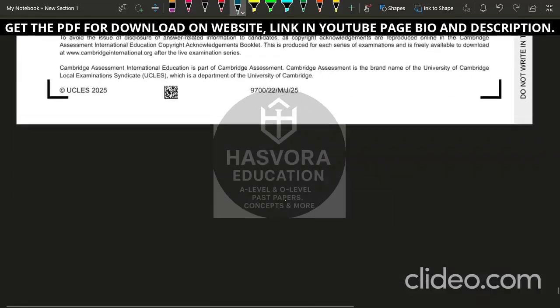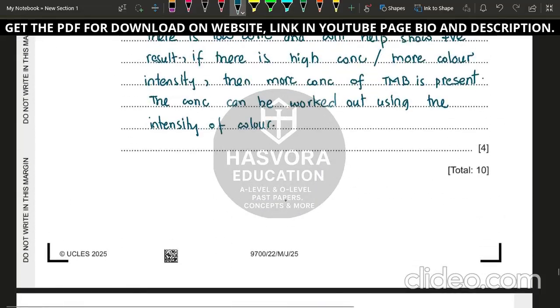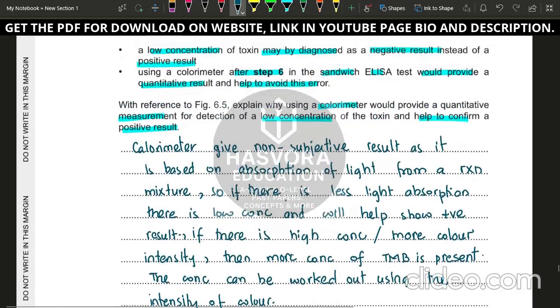Now this paper is finished. This was a small paper, but there were many parts that were involved with each of the questions.